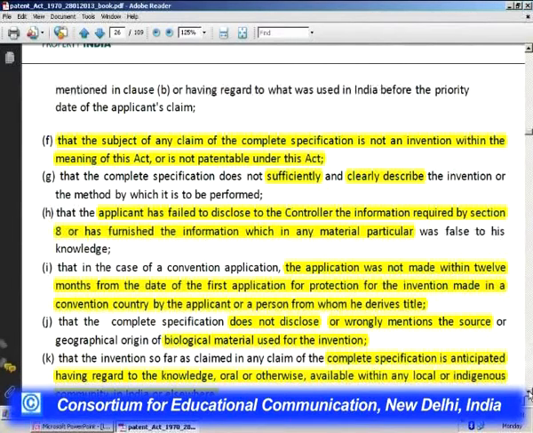If you look at 25(1)(j), it says that if the complete specification does not disclose or wrongfully mentions the source or the geographical origin of biological material used for the invention.